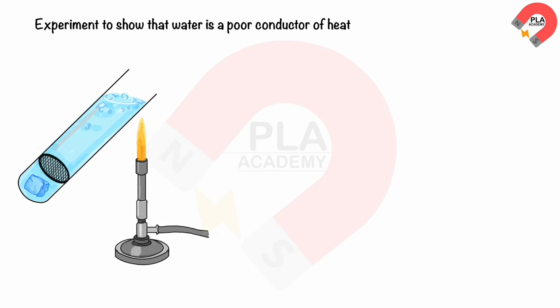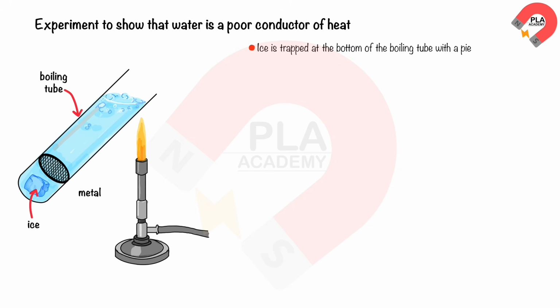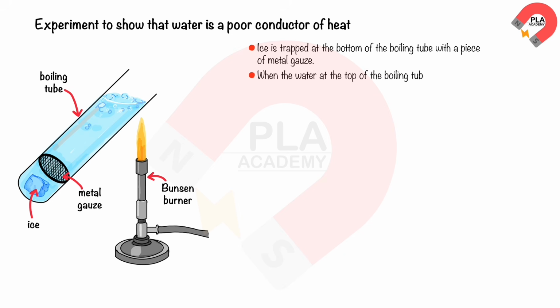An experiment to show that water is a poor conductor of heat. Set up the apparatus as shown in the diagram. Ice is trapped at the bottom of the boiling tube with a piece of metal gauze. When the water at the top of the boiling tube is heated strongly, it boils.